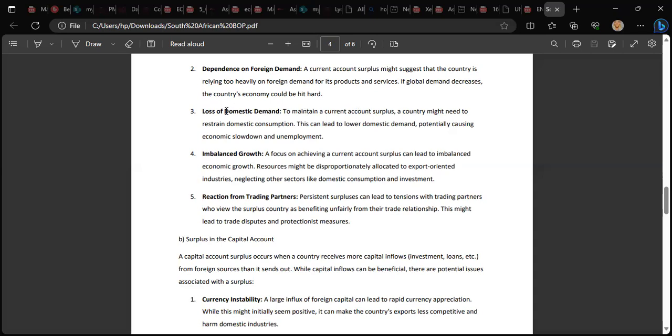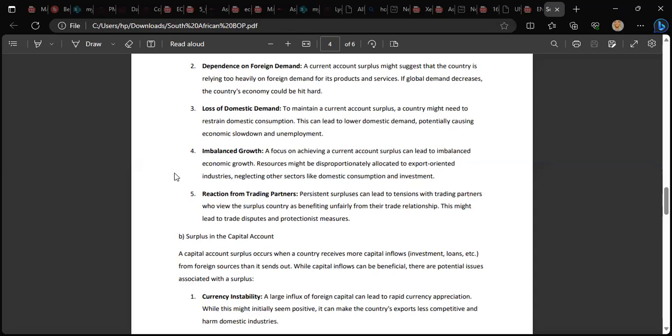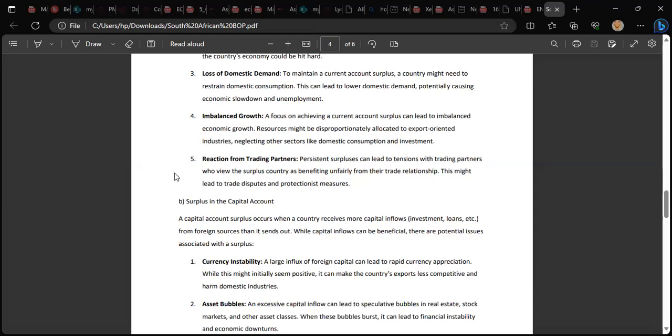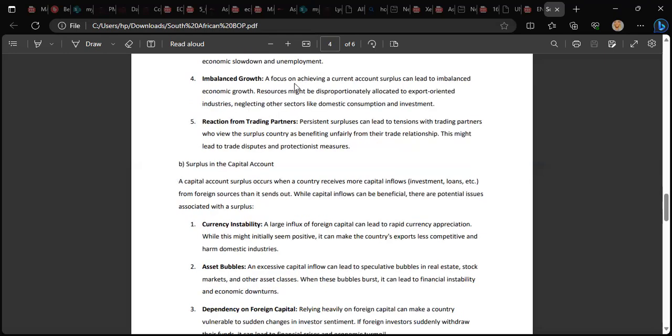Obviously, I need not mention the effects of the loss of domestic demand: it can potentially slow down the economy and lead to unemployment. Then imbalanced growth, from the focus on achieving a current account surplus. Sometimes a current account surplus is deliberate. Countries do that deliberately, but again, of course, it's going to lead to imbalanced economic growth.